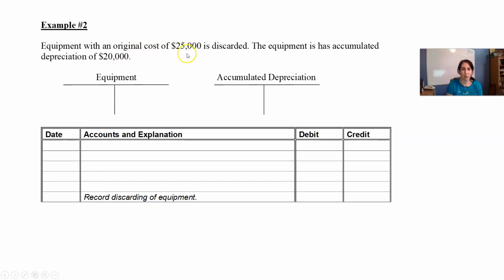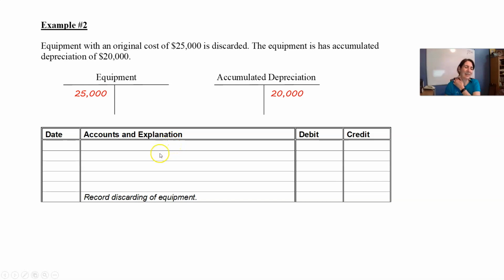The asset has an original cost of $25,000. We're discarding it for whatever reason. We're done using it. We've only depreciated $20,000 worth though, so let's put that in there. In this case, this asset really is worth $5,000 to me, right? That's its current book value. So if we're tossing it, we're going to wind up with a loss.